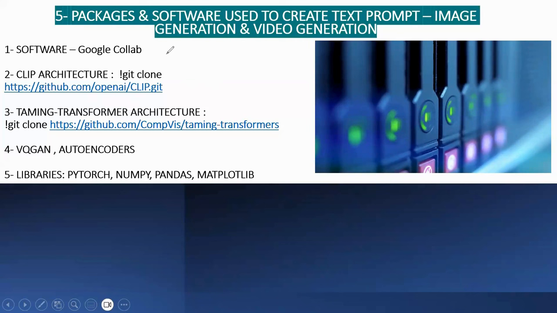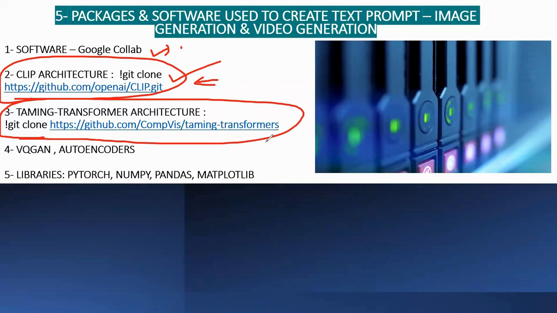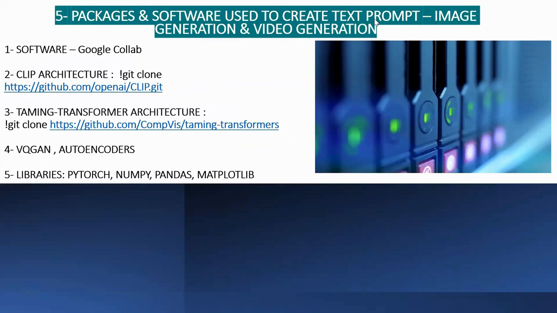This is the Google Colab we work in. We're going to combine the text model architecture, which is the CLIP architecture, which takes text data from the user, and second, VQGAN, that means the taming transformer architecture. This architecture converts the text to an image with the help of VQGAN and autoencoders. We'll also install some libraries, PyTorch, NumPy, Pandas, Matplotlib, and some other important libraries we're going to understand today.